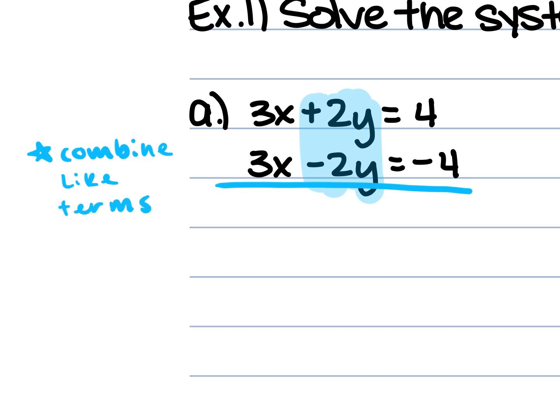What is 3x plus 3x? 6x. What's 2y minus 2y? 0. They cancel, which is our goal, always to eliminate one of the variables. What's 4 minus 4? 0.